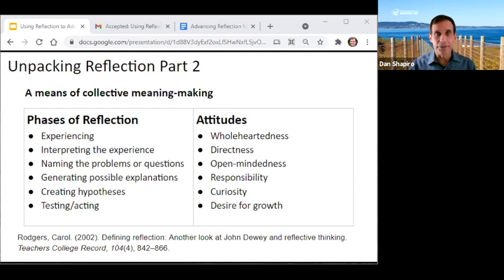And when we were working on the chapter on reflection for this book, we came across a paper by Carol Rogers, published in Teachers College Record, that unpacks reflection in ways that we found very helpful and relevant to assessment. Rogers distinguishes phases of reflection as well as attitudes those engaging in reflection really need to have if we want reflection to foster collective meaning making and improve student learning. So to help you understand these phases and attitudes, I want you all right now to think back to a specific assessment experience you have had with your colleagues.